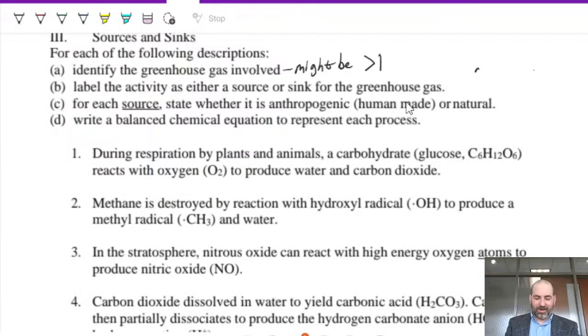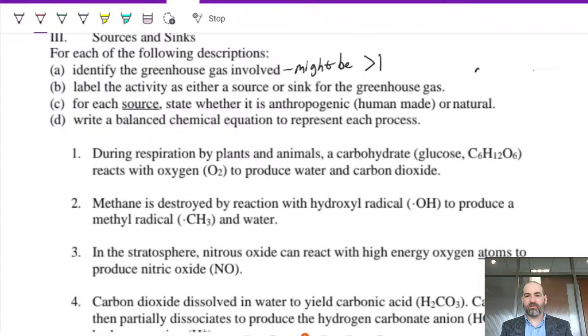For each one, you should say whether it is a source or a sink for the greenhouse gas. If it's a source, that means it produces the gas. So we'd expect to see the gas on the right-hand side of the equation. So the gas is a result of this particular process. If it is a sink, that means it's something that's using up or draining the greenhouse gas. So then we would see that on the left side of the equation. My camera's reversed here. So it is something that uses up that particular greenhouse gas.